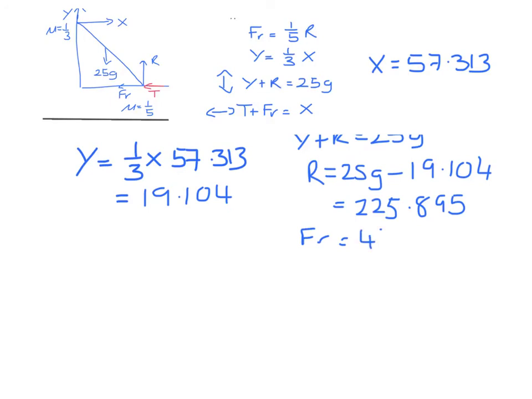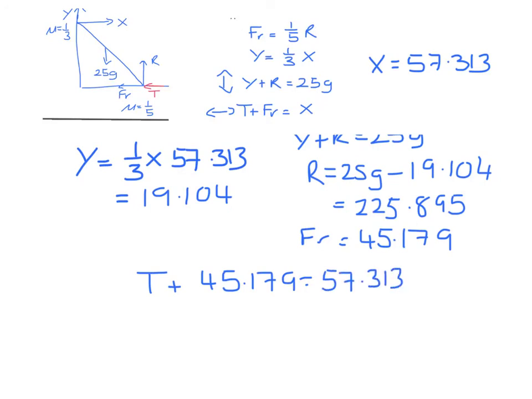I now can work out friction because it is 1/5 of R, so it will be 45.179. And finally I can say that T plus friction has to equal X. So my T will be the 57.313 minus the 45.179, and that gives me 12.13, 12.1 newtons to 3 significant figures.